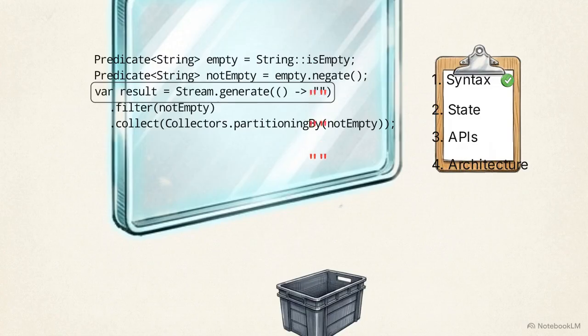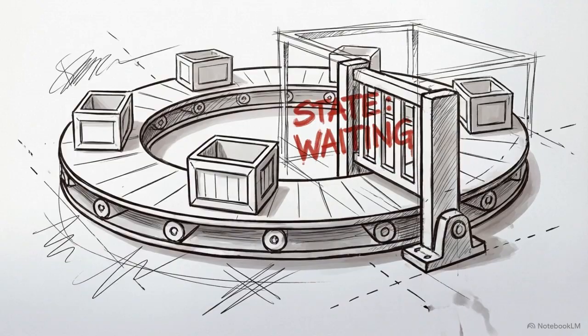Stream.generate endlessly produces empty strings into a buffer. The filter requires a non-empty string. Because the source generates only empty strings, one will never arrive. The pipeline perpetually starves. A syntactically perfect stream fatally locks up at runtime due to logical starvation.